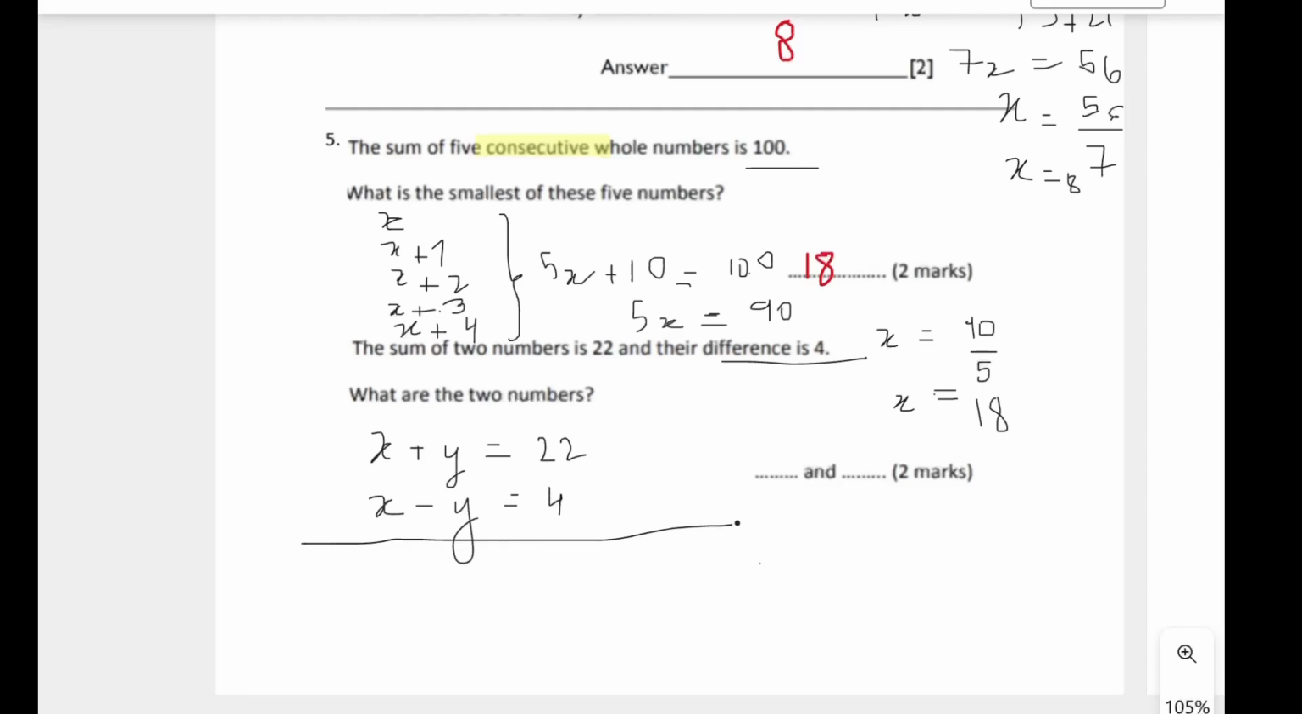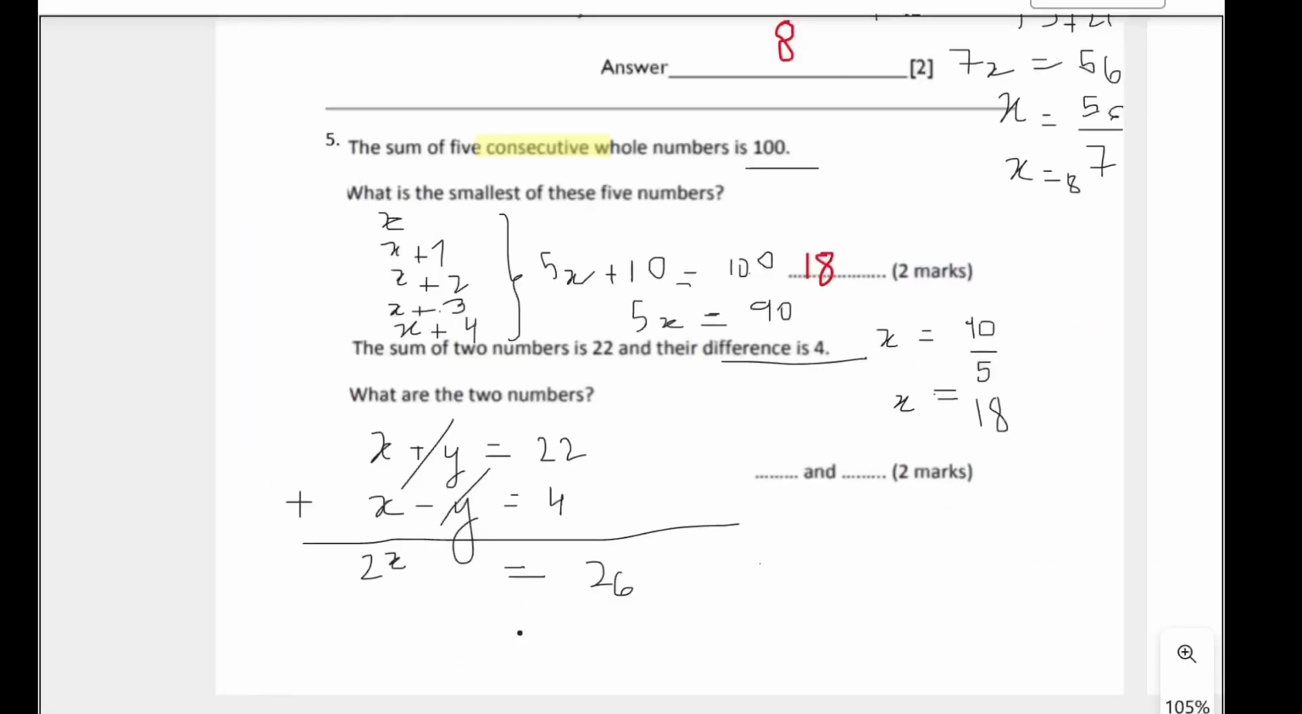Just like before, we see some simultaneous equations. This one is easy for us. We're just going to add these equations together. So we get 2x. These cancel out. Plus y minus y just gives you 0 is equal to 26. Therefore, we know that x is equal to 26 divided by 2, and x is equal to 13.